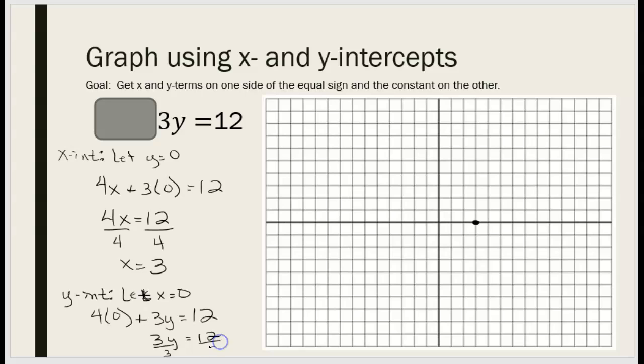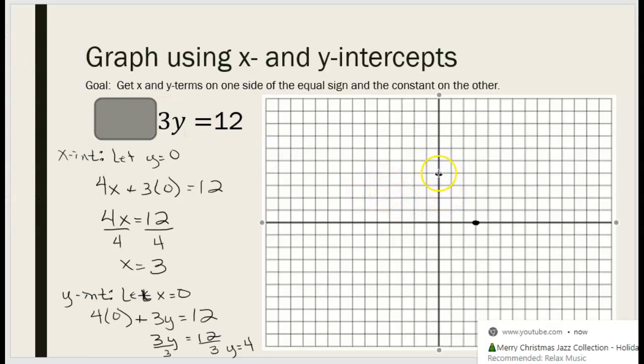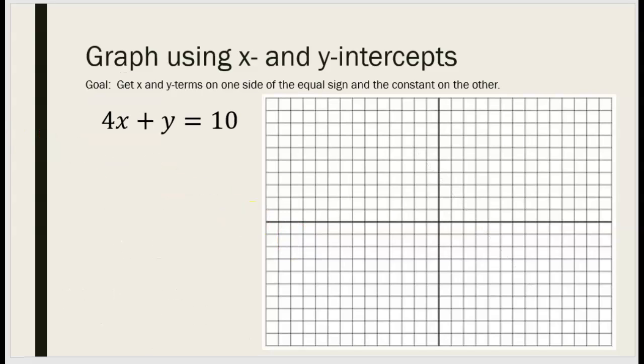Okay, divide both sides by 3. I'm running out of room, so I have to write it over here. My y value is going to be equal to 4. So that means I'm going to go up to 4: 1, 2, 3, 4. My x value I know to be 0. And then I can go ahead and draw my line through those 2 points. There you go. That's not perfectly aligned, but it conveys the idea, okay? So there we go. That's how you graph when you have standard form. Let's take a look at another one.